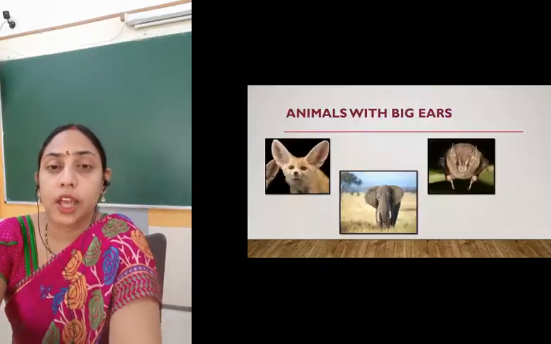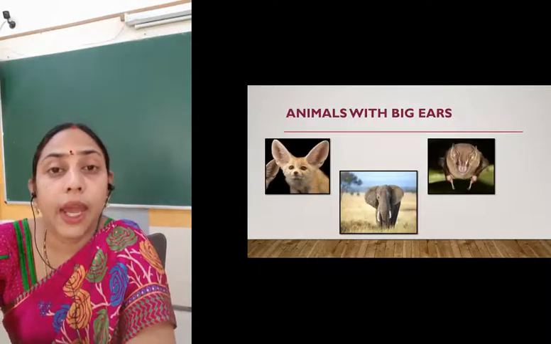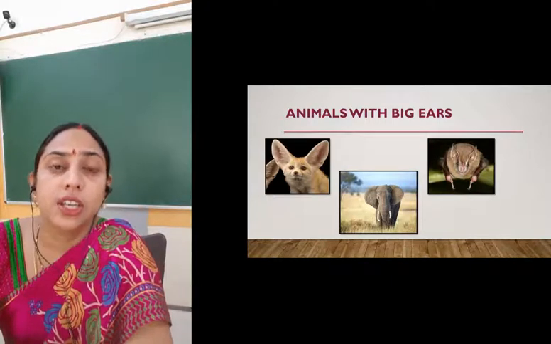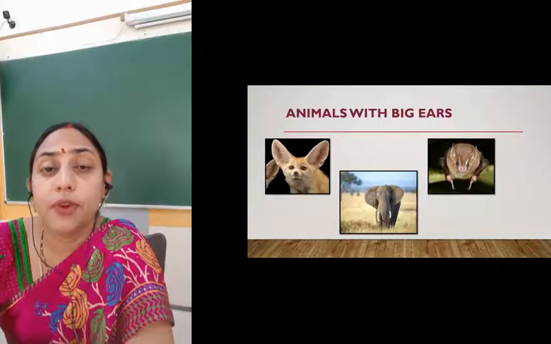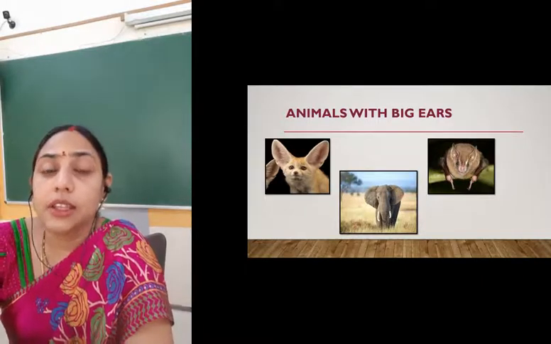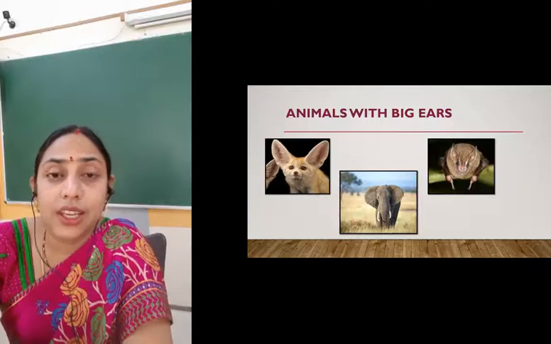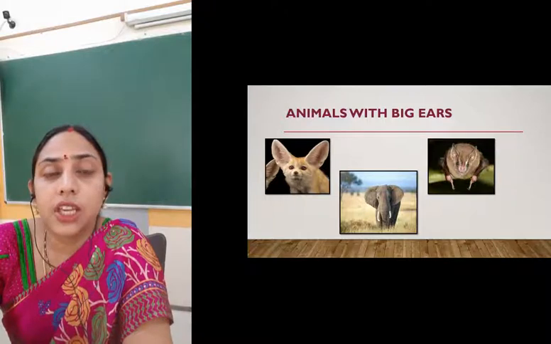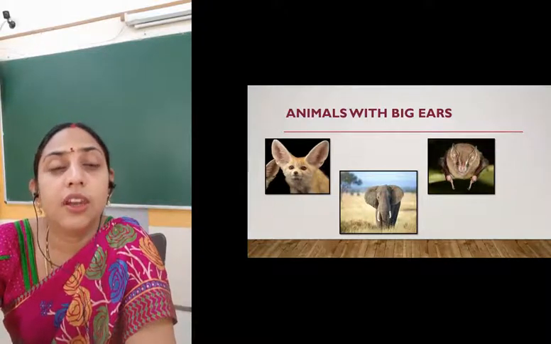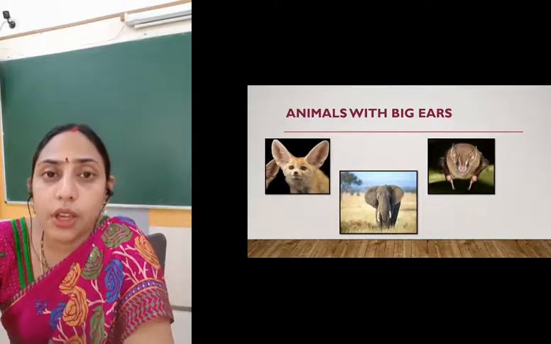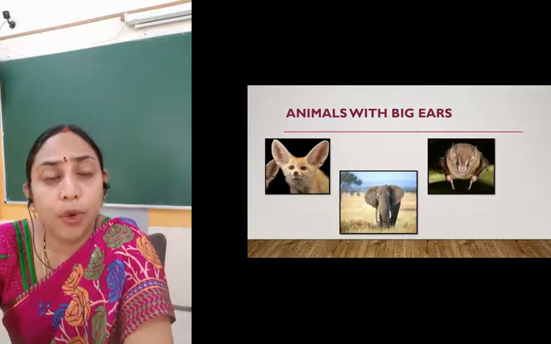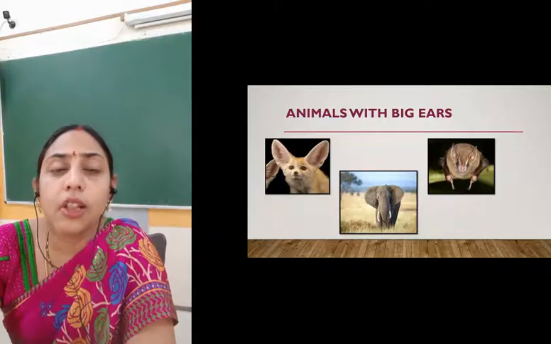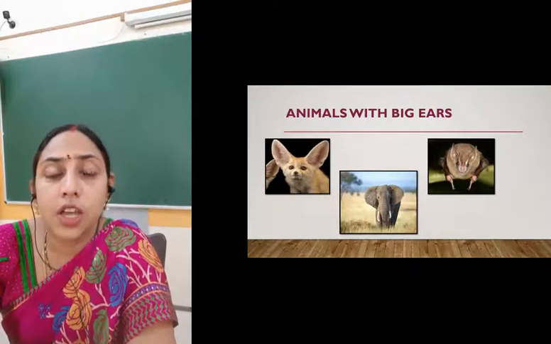Now if we talk about the animals with large ears, then bats, elephants and desert fox have very large ears. Now why do they have this type of structure? It is because their body generates a lot of heat. So if they have large ears, most of the heat can be removed from the body through the ears, right? And the body will keep cool. So they can have a cool body and all the heat will get removed from these large ears.